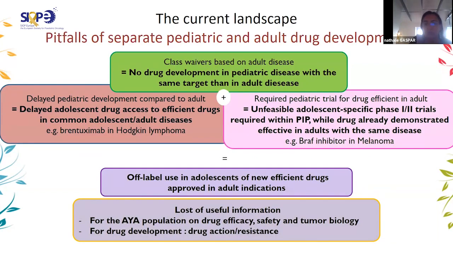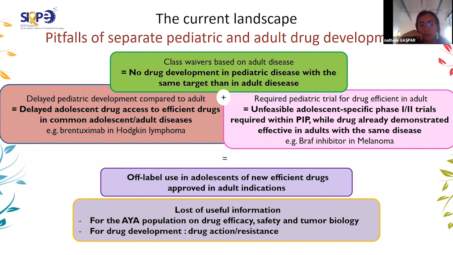Then all these three problems, the class waiver problem, the delay of drug access and infeasibility of adolescent trials, is a huge problem. And as all medical doctors want to treat the patient, it has led to an off-label use in adolescents and young adults of a lot of drugs already approved in adult indication. But this off-label use is also a problem for the knowledge of the drug efficacy in the AYA population, the safety of this drug in this AYA population, and also for the tumor biology, because no sample are collected.